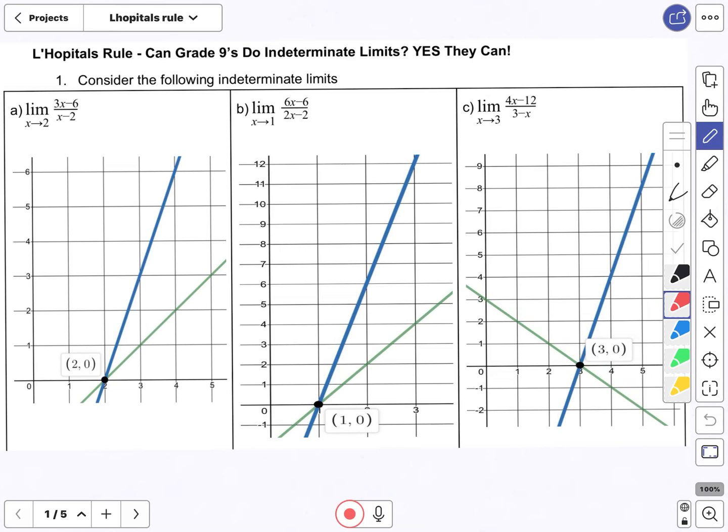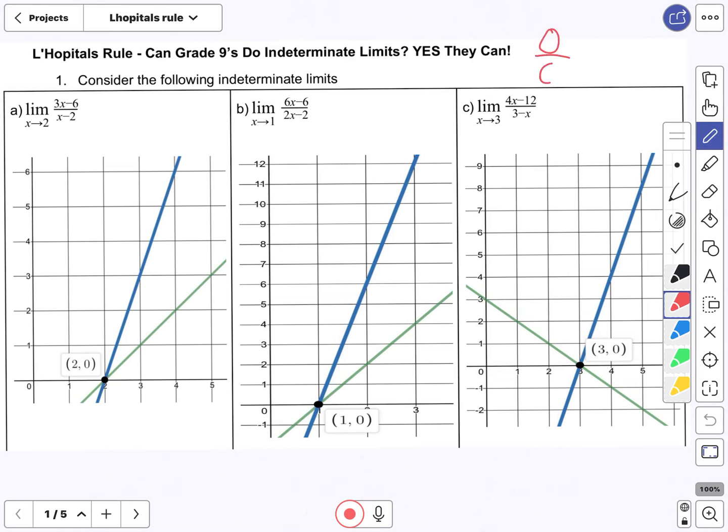Before, of course, I let you in on what L'Hopital's rule is, we need to understand why and how it works. Surprise, surprise. And so let's start looking through this. What I entitled this part is: can grade 9s do indeterminate limits? Yeah, they can. And just so we're consistent, what is an indeterminate limit?